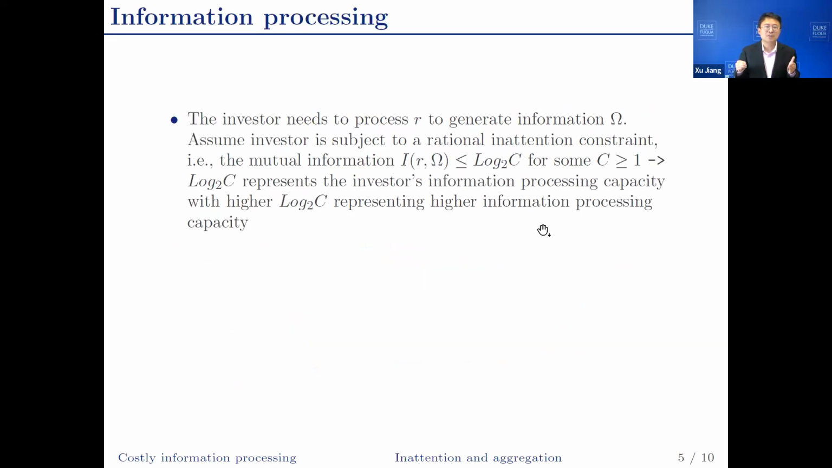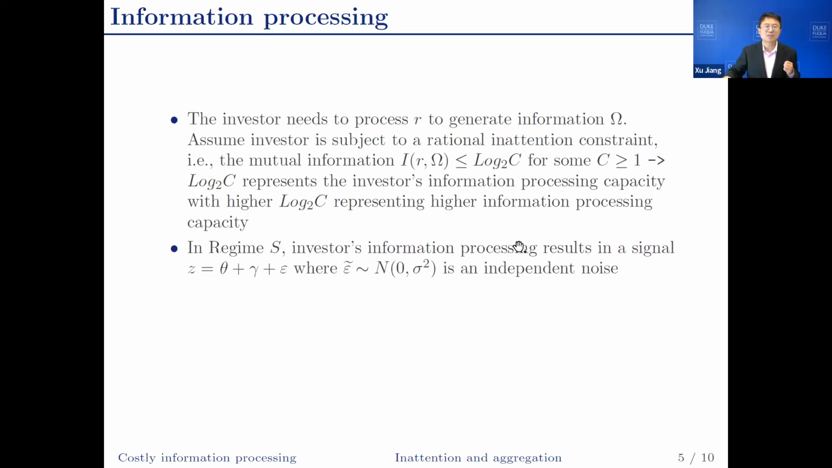However, investors do not have infinite information processing capacity. The investor needs to process to generate information. The paper assumes that investors are subject to a rational inattention constraint, which means that the mutual information between the report and the investor's information set has to be smaller than some upper bound C. The C can be seen as representing investors' information processing capacity. Higher C represents higher information processing capacity.